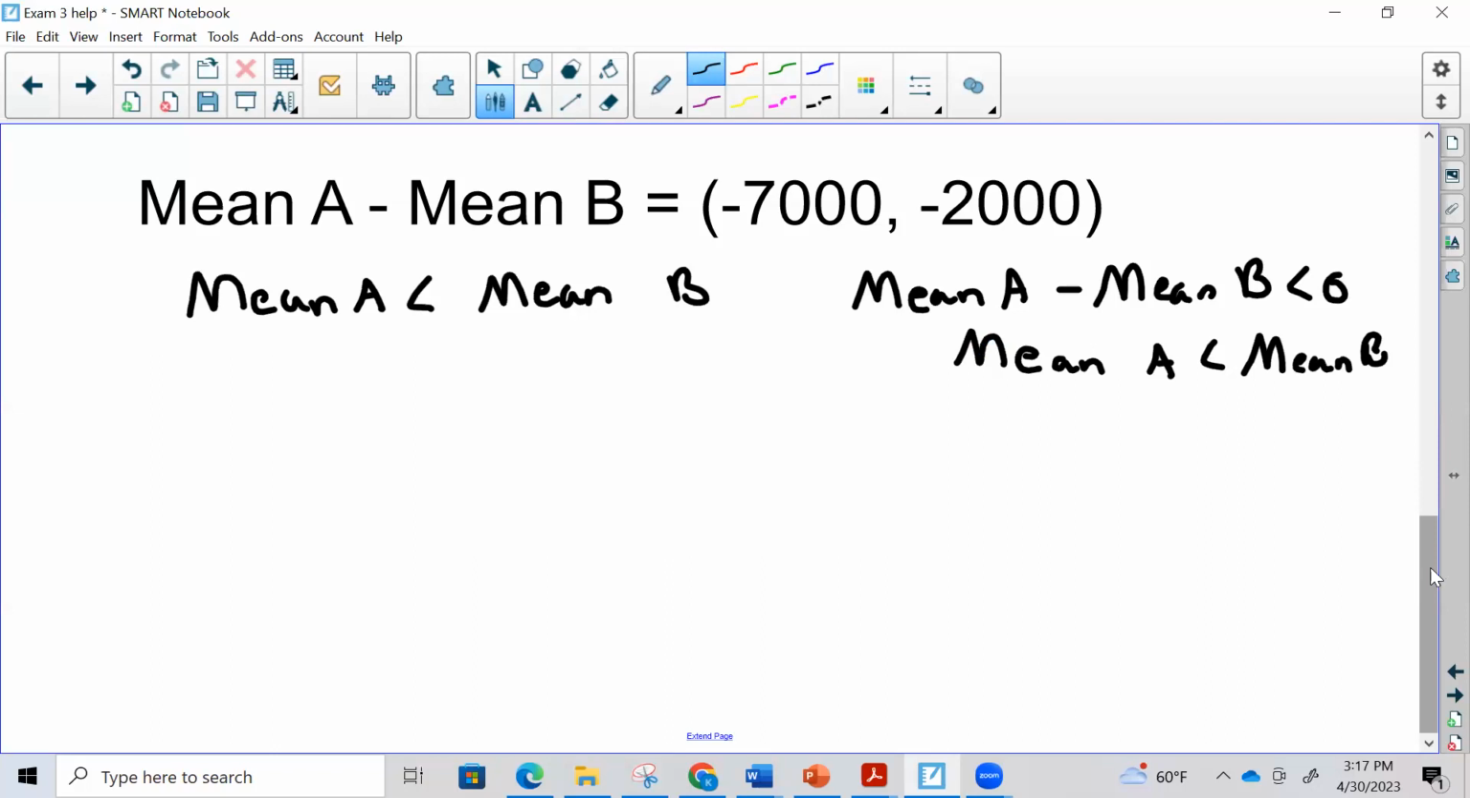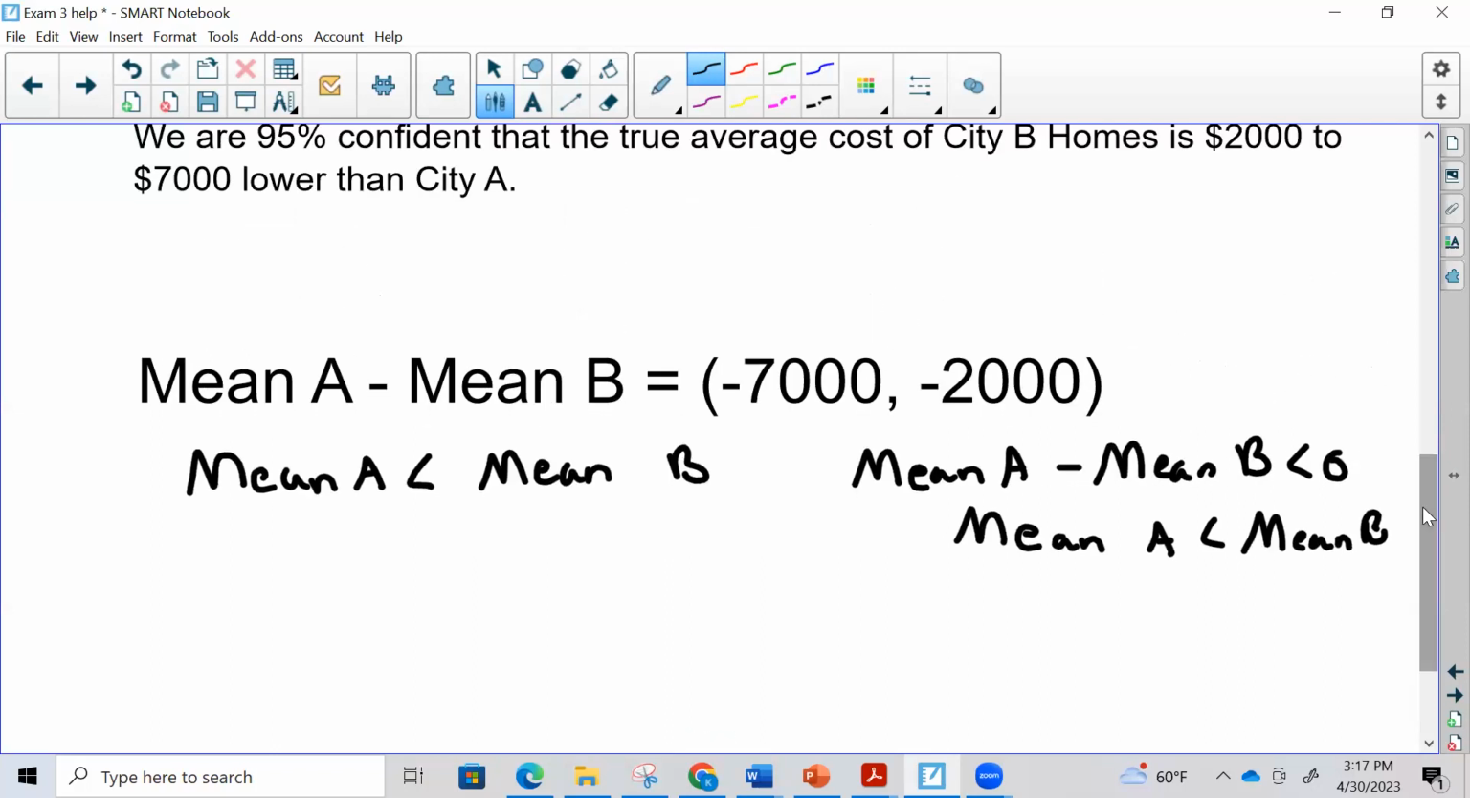So just pay attention to whether it's negative or positive, and pay attention to the order, because that changes how you write these confidence intervals.